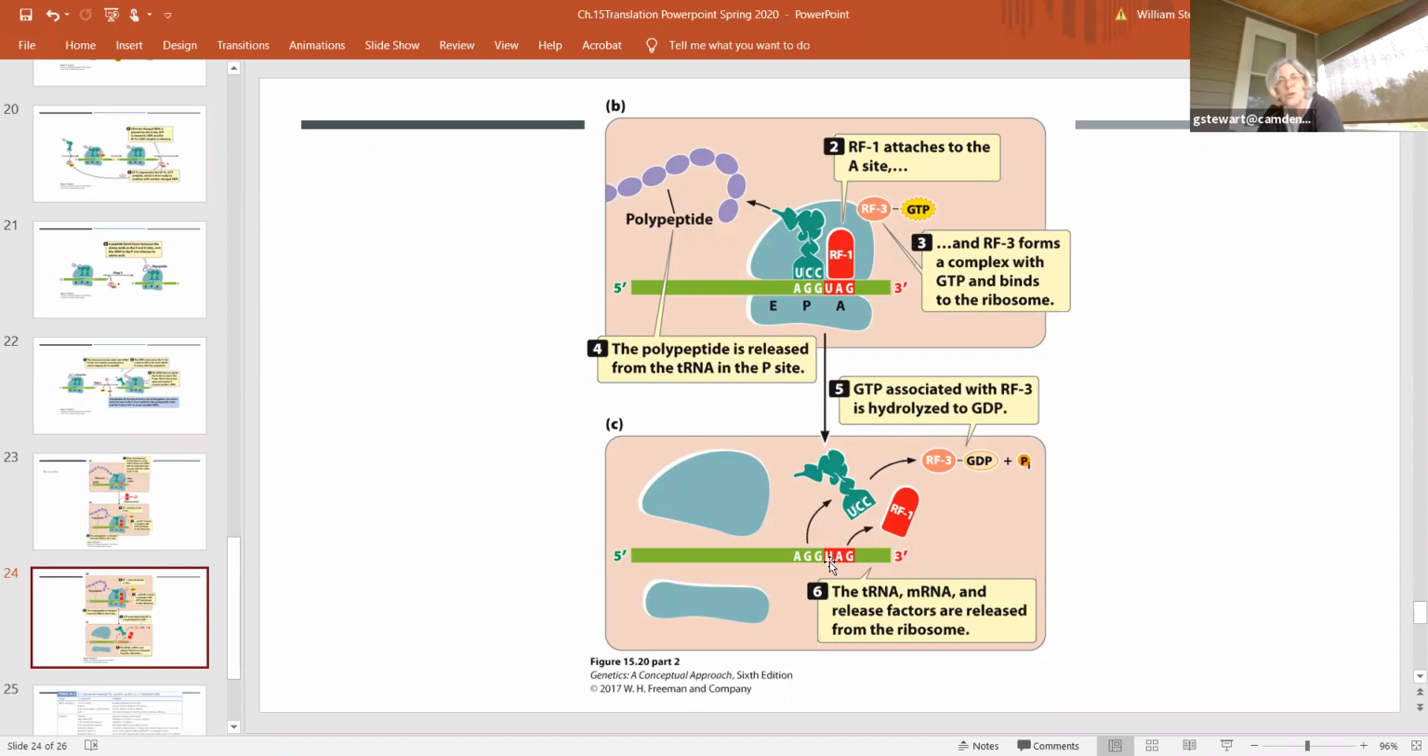Release factor 2, actually, I think complexes with 1. So I know I said there were 3, and what I wrote down in my notes was RF1 and RF2 actually fill the A site, and I think RF2 is the one that's involved in cleaving the polypeptide. RF3 causes the ribosome to change shape and separates the 2 subunits.